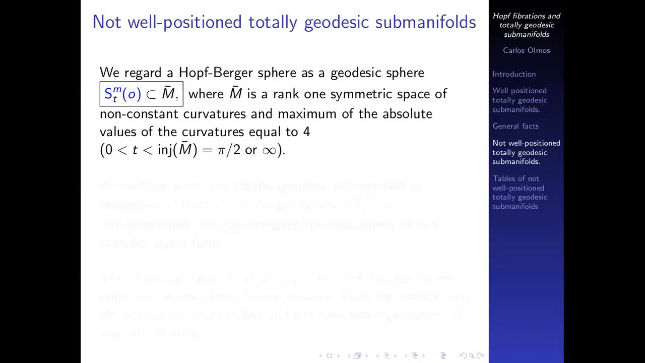Now, well-positioned totally geodesic submanifolds are understood because they are intersections of the totally geodesic submanifolds of the ambient space, which are classified, and we can have a table of that. So the interesting question is to deal with non-well-positioned totally geodesic submanifolds, those that do not arise in particular as a fixed set of groups of isometries.